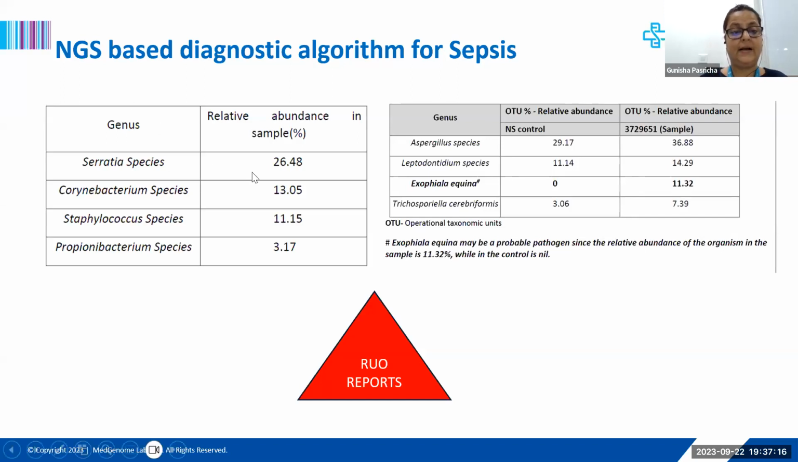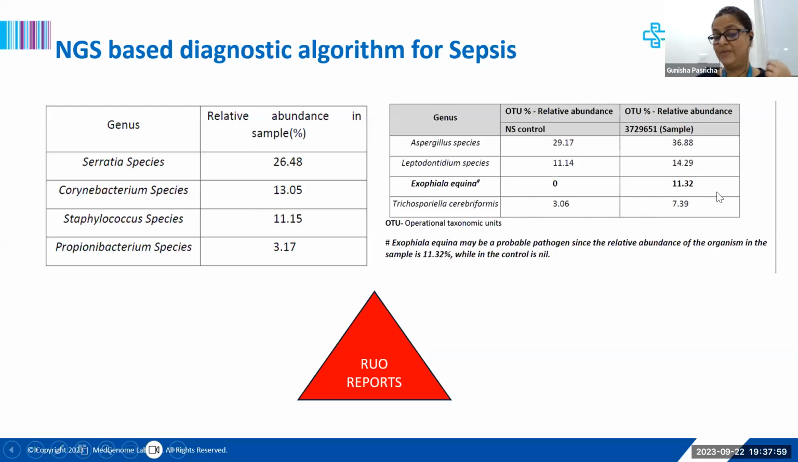Now, if you come to this, the Serratia species is 26.48 abundant. There is Corynebacterium, Staphylococcus, and Propionibacterium. Based on the experience of a microbiologist or ID specialist, the interpretation would be, again, subjective, and that is why we give a research use only report. We know that all the other species could be contaminants, and Serratia is a gram-negative bacterium and could be the causative organism for that particular patient. Similarly, for fungi, if the pan-fungal PCR comes positive, this was one of the reports.